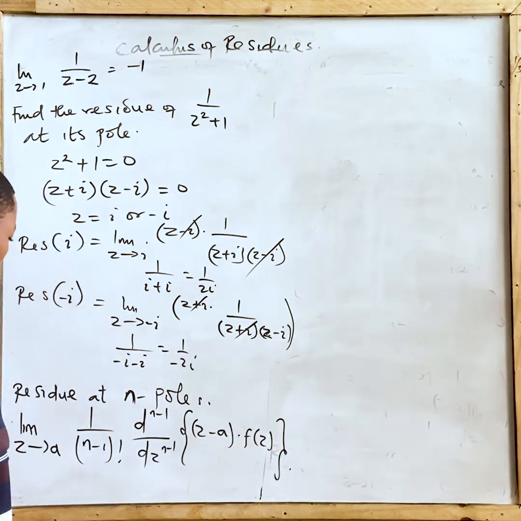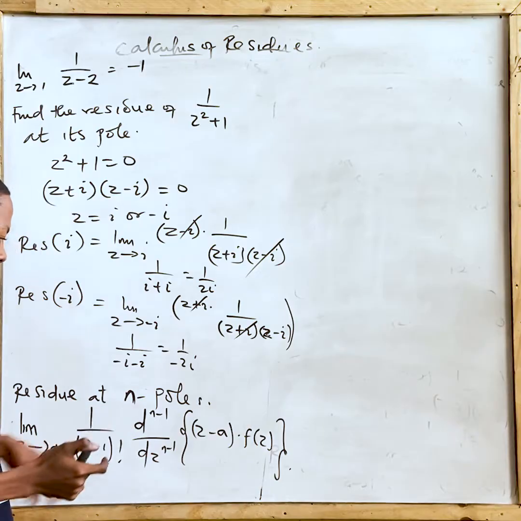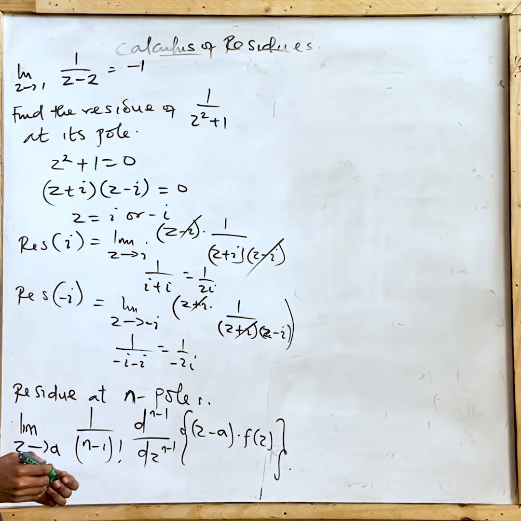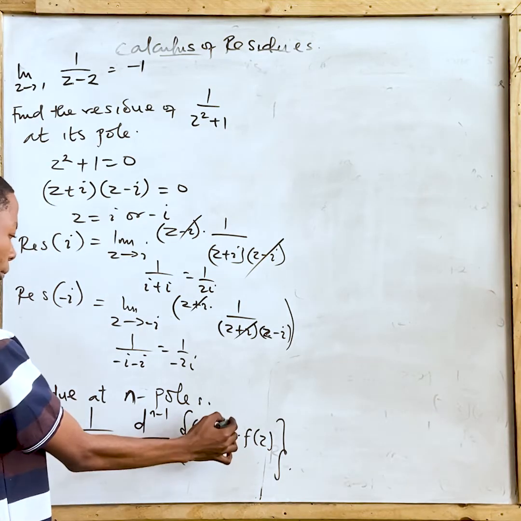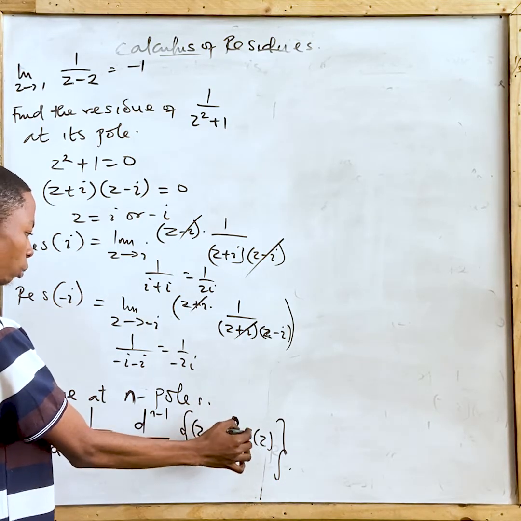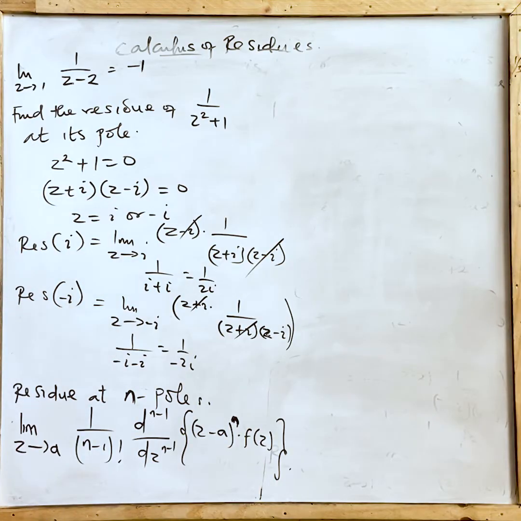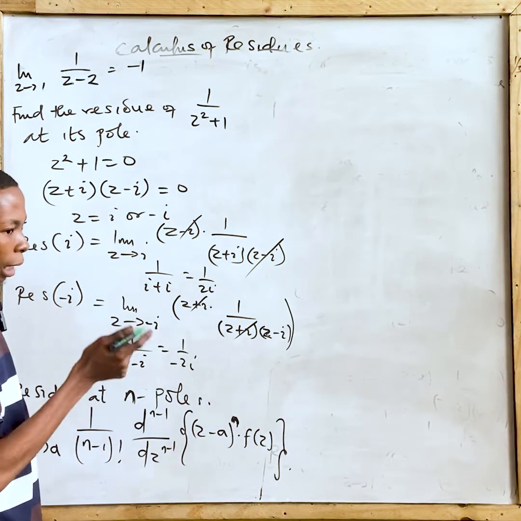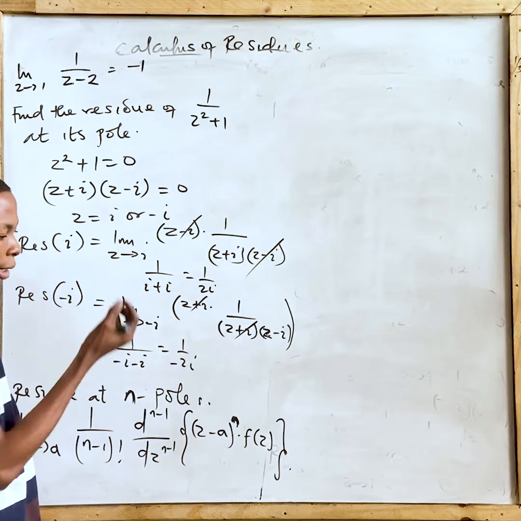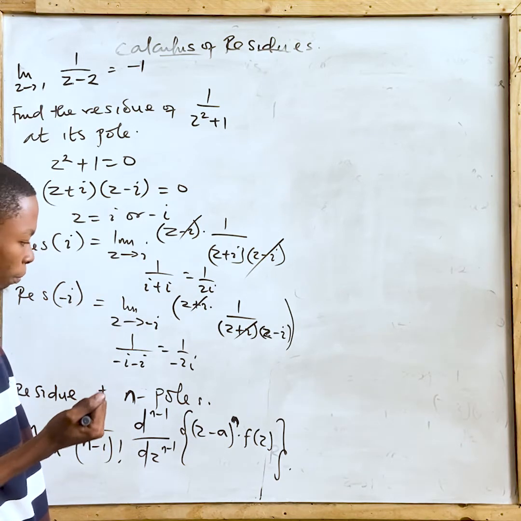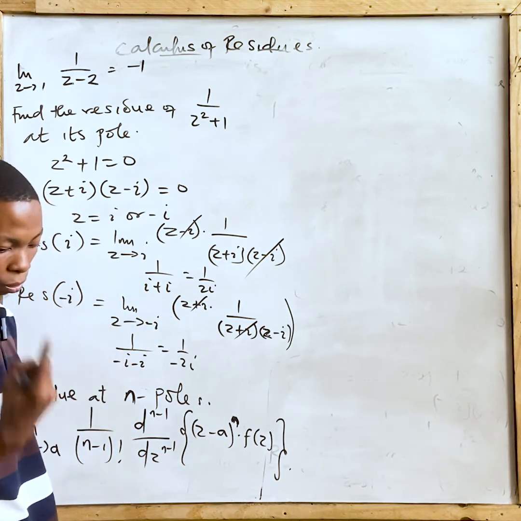So it looks somehow scary, but yeah. The residue at an nth order pole will be the limit as z approaches a of 1 over n minus 1 factorial, d^(n-1)/dz^(n-1) of z minus a raised to the power n times f of z. The meaning of this d^(n-1) is that if you are dealing with a pole of second order, you differentiate once. If you are dealing with a pole of third order, you differentiate twice.